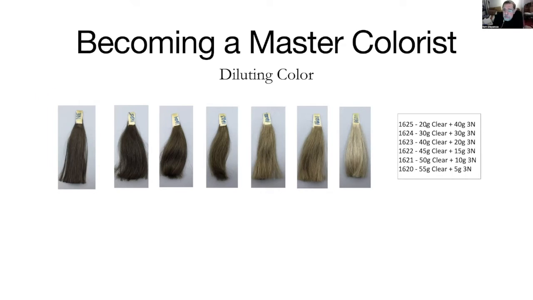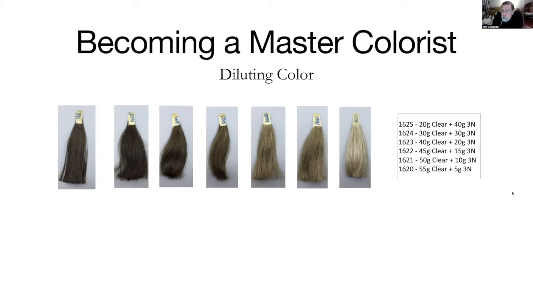And what I've done over here is you can see the color formulas. Like in 1125, it's 20 grams of clear and 40 grams of the original 3N. It was processed with 20 volume developer. And you could see it's a slightly lighter version of the full strength 3N. And then look at each one as it gets lighter and lighter. And look at this final one here, number 1620. 1620 was made up of 55 grams of clear and only 5 grams of 3N, and look at how light it is.